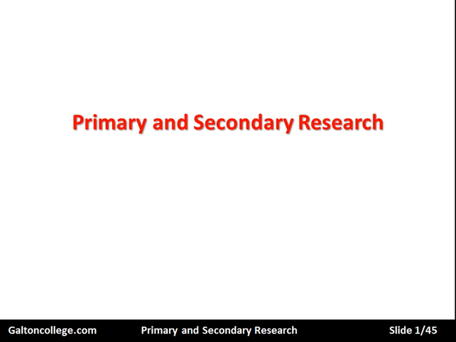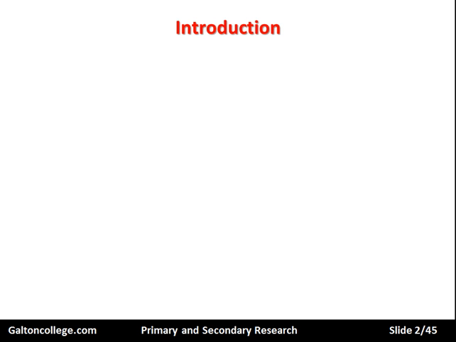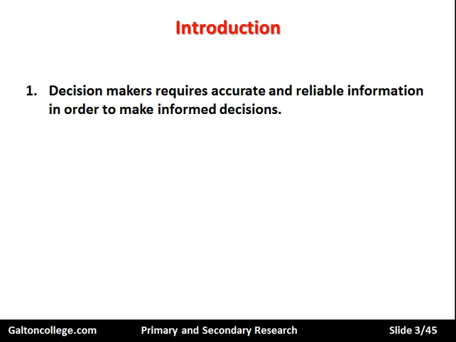This class will look at primary and secondary research. Decision makers require accurate and reliable information in order to make informed decisions. If the decision makers don't have accurate and reliable information, then they are forced to use their own judgments, which may be effective or it may not. But generally speaking, it's seen as preferable to have data, and data that's processed into information, to help them make informed decisions.